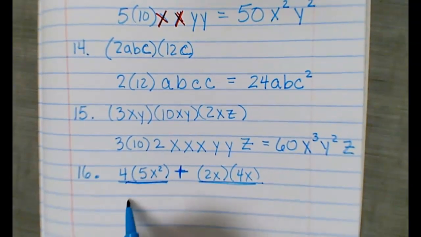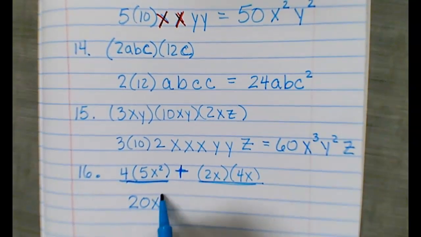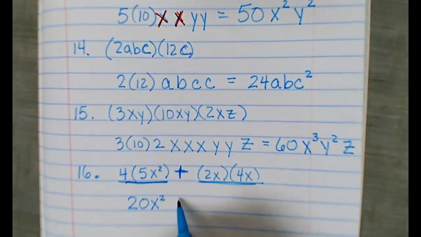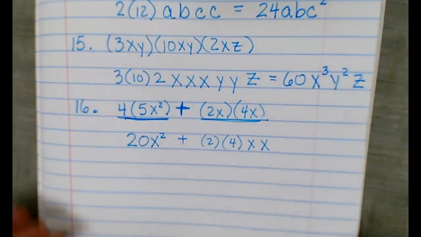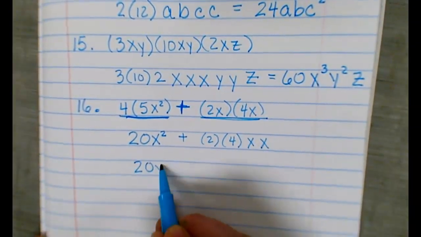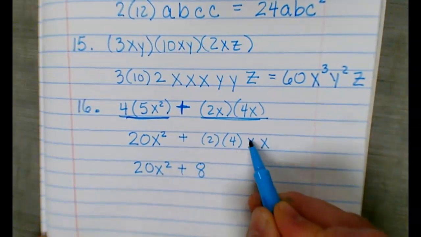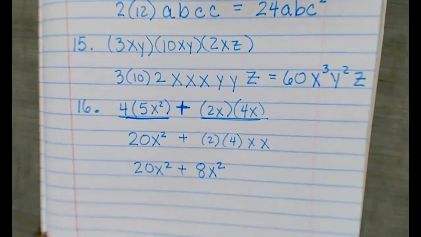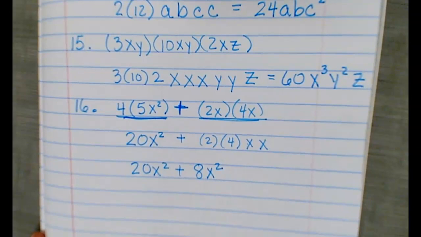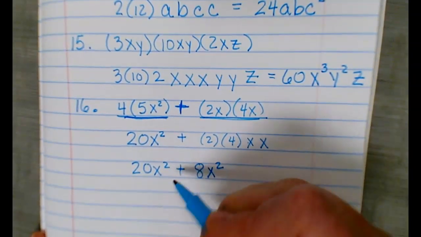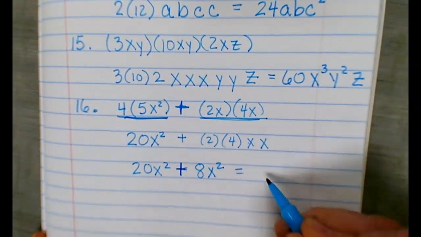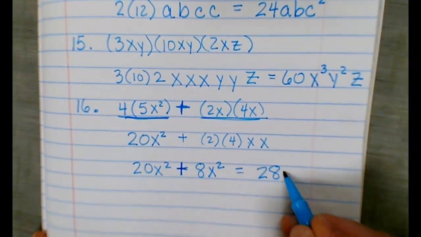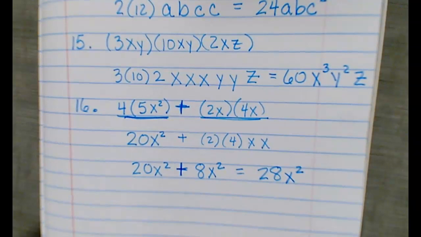So 4 times 5 is 20 plus 2 times 4 times x times another x. 20x squared plus 8, x times x would be an x squared. I do not have to have like terms to multiply, but I do have to have like terms to add. Do I have like terms? And so that would be 28x squared.